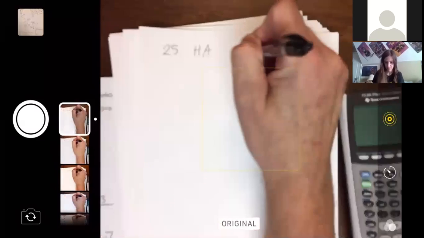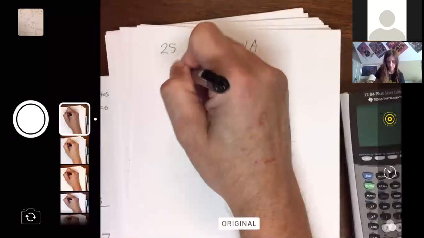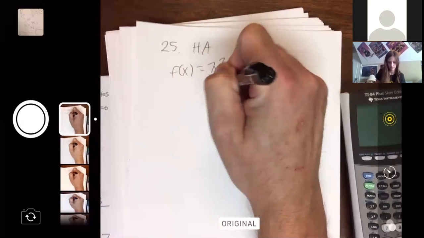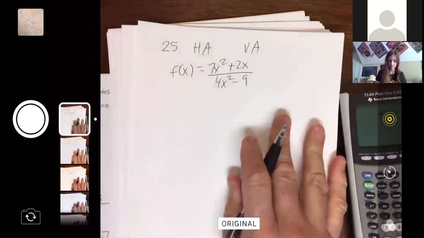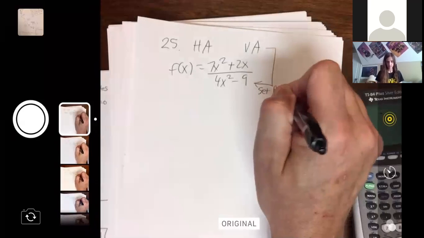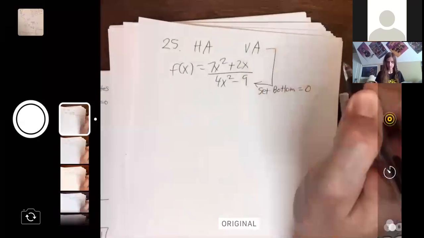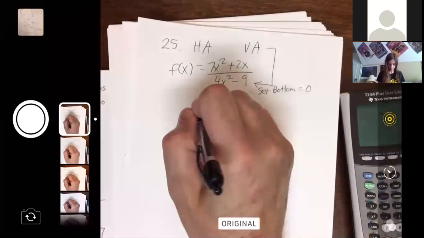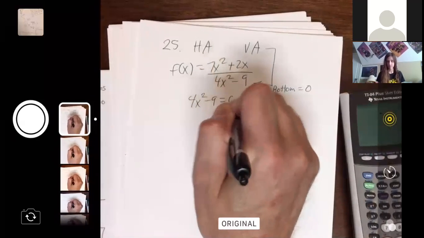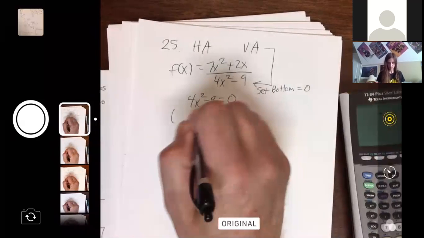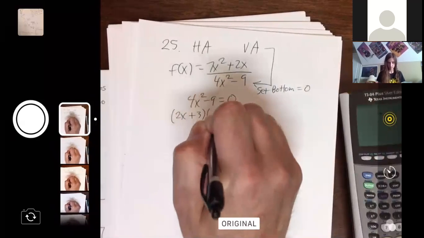Horizontal asymptotes and vertical asymptotes for f of x equals (7x squared plus 2x) over (4x squared minus 9). Your vertical asymptote is going to come from setting your bottom equal to 0. In effect, it's where you divide by 0, where you're blowing up. So I'm going to have 4x squared minus 9 equals 0. I could move the 9 over and take a square root, or we could factor it: that's (2x plus 3)(2x minus 3).